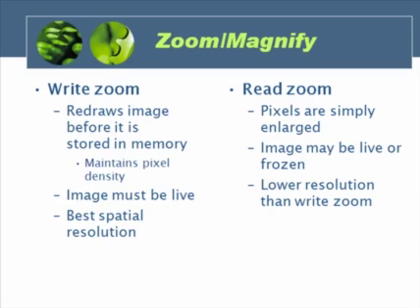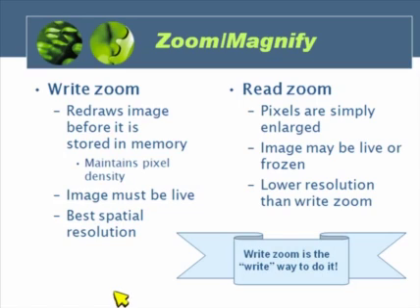Contrast this with read zoom. With read zoom, the image is already frozen, typically, although some machines use read zoom both live and frozen. In order to zoom the image, it's done by simply enlarging the pixels. We don't maintain the pixel density when we do this, and we end up with a lower spatial resolution image than we would with write zoom. I always had trouble remembering which one was read zoom and which one was write zoom, so here's my little cheater: write zoom is the right way to do it. If you use write zoom, you will preserve the pixel density and have the best image.